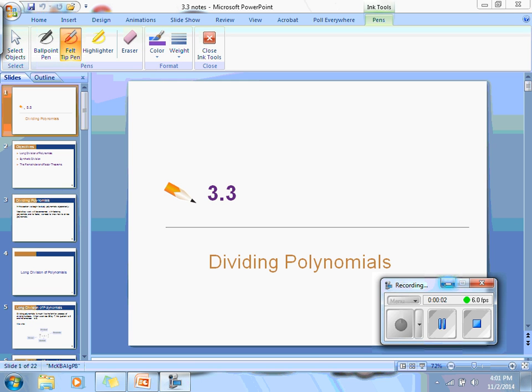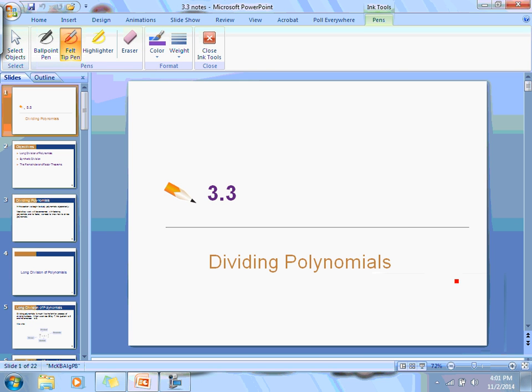Welcome to Mrs. Neller's notes for her pre-calculus class. These are the notes for section 3.3 entitled Dividing Polynomials.